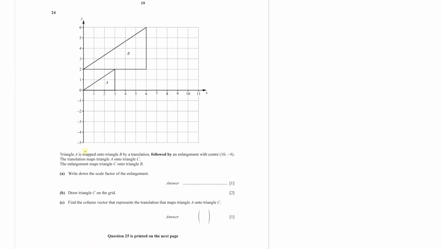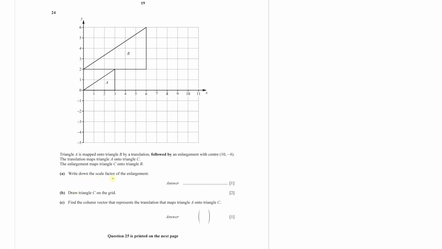So question number 24 is triangle A is mapped onto triangle B by a translation followed by an enlargement with center (10, minus 4). So there are two transformations that you do to A to get B. First you translate, which means you move it somewhere, and then you enlarge it so that it becomes equal to B. The translation maps triangle A onto C. So after translation, you map triangle A onto triangle C, and then after the enlargement, triangle C is mapped onto this triangle B.